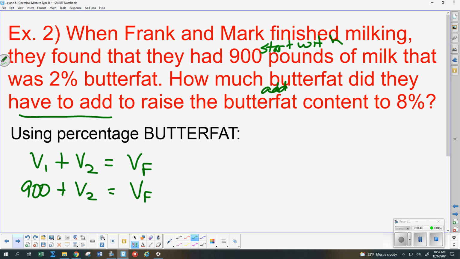Okay, I have said let's use this one on our percent equation with percents butterfat. So we know the first one was 2%, so 2% times the first amount plus what percent butterfat is butterfat? It's 100. We're going to add pure fat on this. So 100 times the V2. And then we want to end up with 8% times the final amount.